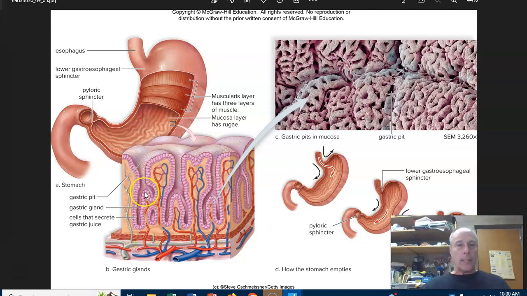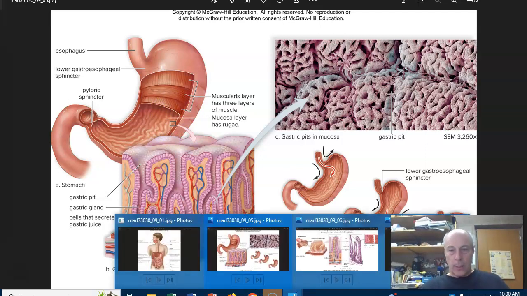So what's going on? So here's the big picture. Stretch receptors and protein receptors sense protein going into the stomach. They get the stomach working. They also produce a hormone called gastrin in the wall of the stomach. It goes right into the bloodstream. There's a nice image in here from your textbook of that.